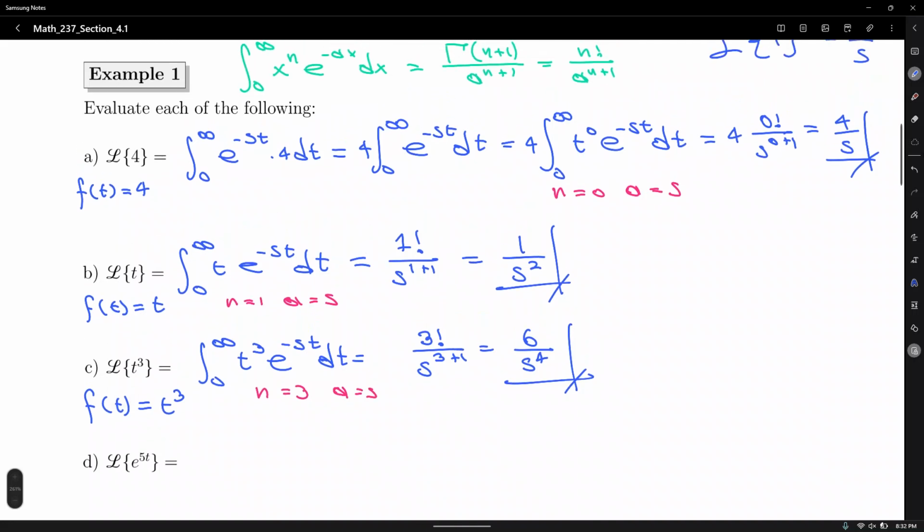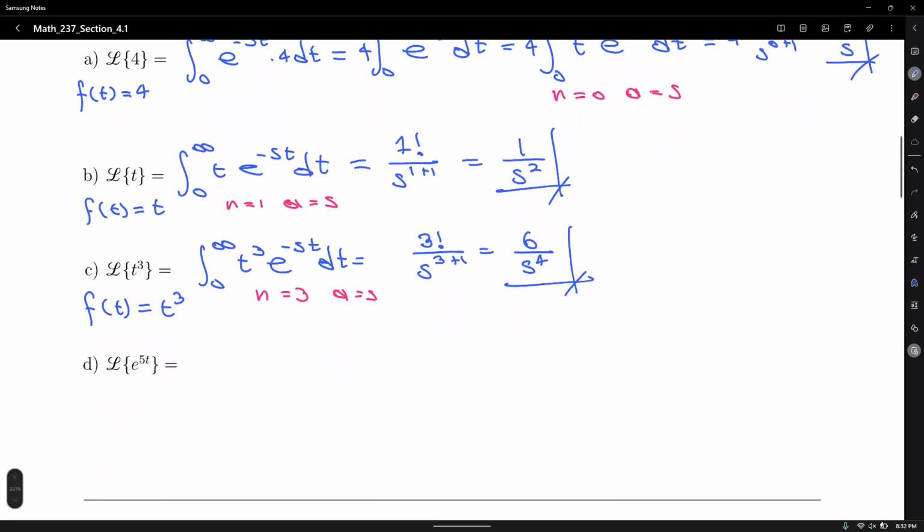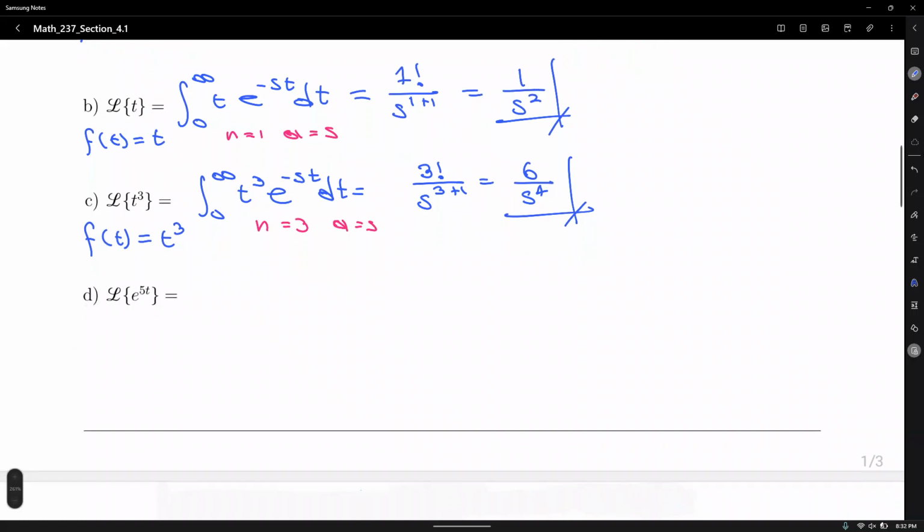Again, the gamma function is our best friend here. All right, well, let's change the type of function that we will find the Laplace transform of. So for the next one, let's find the Laplace transform of e to the 5t. So f of t equals e to the 5t.